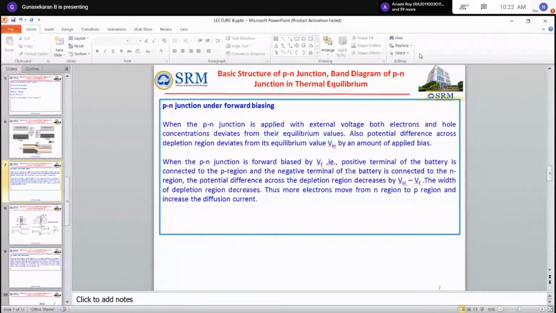Okay, and this is given in the next diagram. See, the potential difference across the depletion region is VBI minus VF, and the width of the region goes on decreasing as more and more forward voltage is applied. At one stage VF is far greater than VBI, so definitely there is no depletion region. Now electrons and holes easily cross the junction and increase the diffusion current also. So that is the forward biasing condition.